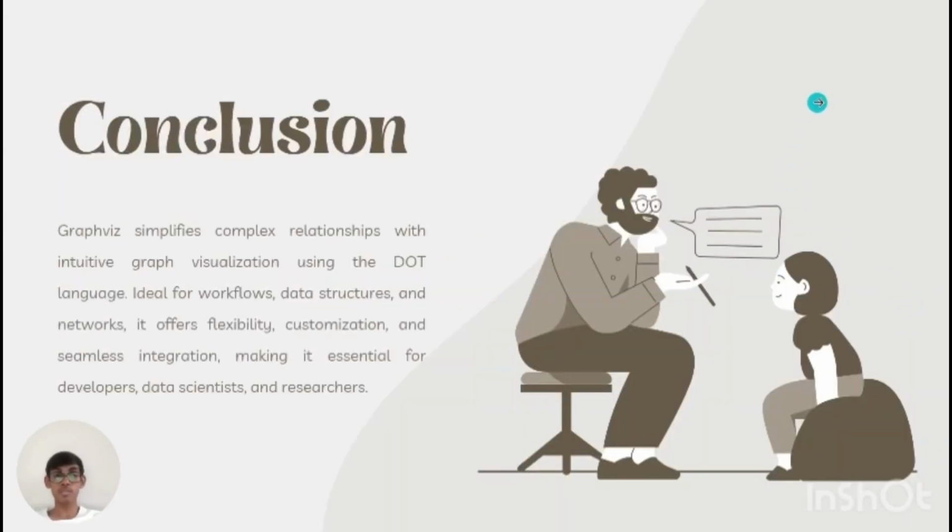So Graphviz simplifies complex relationships with intuitive graph visualization using the dot language. The dot language is quite a simple language and the Graphviz software is ideal for workflows, data structures and networks. It offers great flexibility, customization features and seamless integration with many languages such as Python and R. It is essential for developers, data scientists and researchers to use this sort of software.